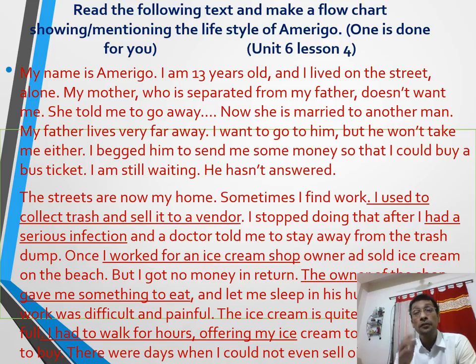For example, the first important information I have underlined: I used to collect trash and sell it to a vendor. Then I had a serious infection. I worked for an ice cream shop. The owner of the shop gave me something to eat, and I had to walk for hours offering my ice cream. So these are the important information that I have already underlined that can be used later on. That is, when you go to make flowchart information or keywords, you must reconsider the underlined phrases or sentences. And from these sentences, you can make your own phrases. That's very important for you.